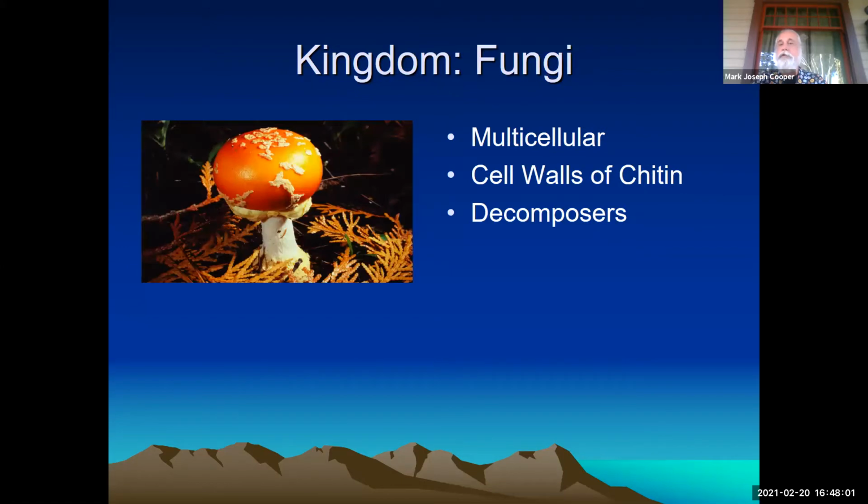Here we have the kingdom Fungi. They're multicellular, most of them. There's some that are unicellular, like yeast. But these would be the mushrooms, things like that. They have cell walls, but the cell walls are made of chitin, which is a polysaccharide we'll talk about coming up next week. And these guys are decomposers. Another term you'll hear is saprobes, where they release chemicals to digest things, and then they absorb that material.